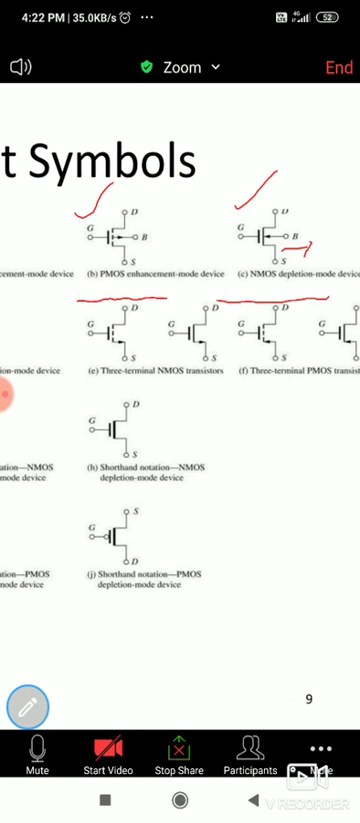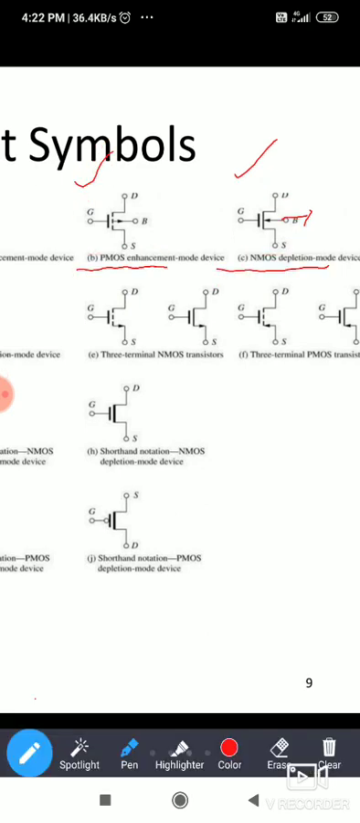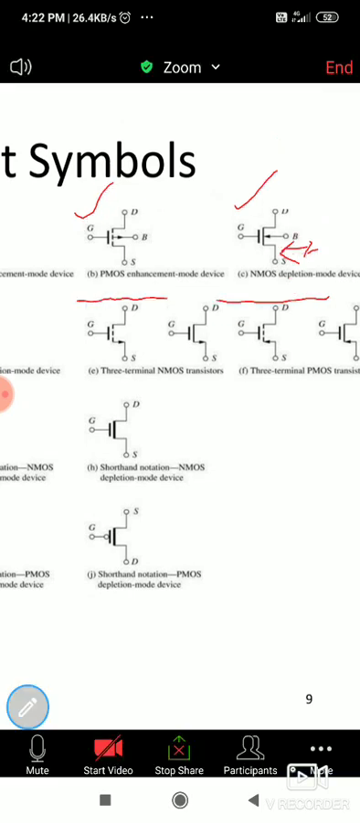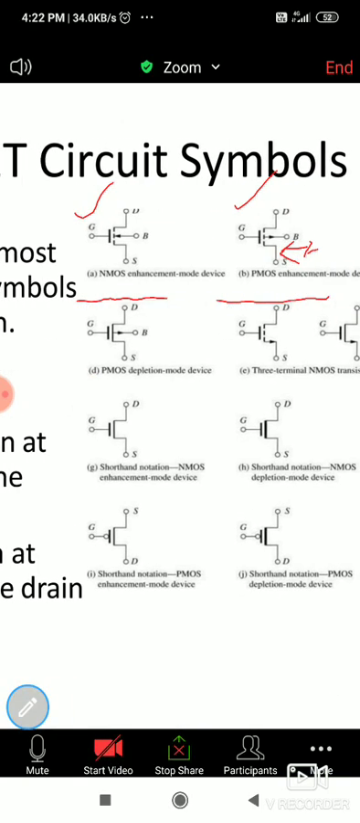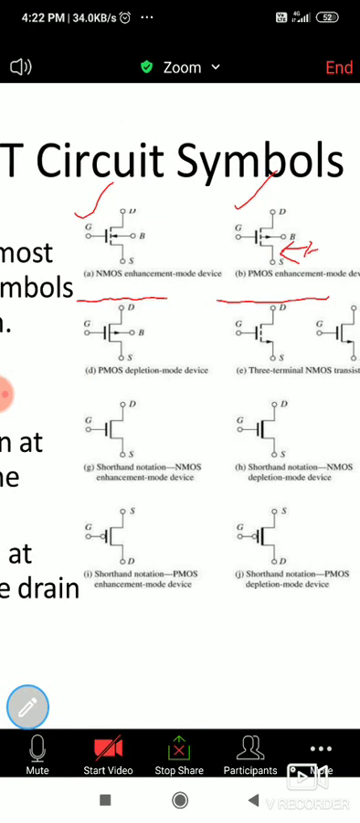Here, if you see, depletion. There is no such dotted line, just a line. Here, arrow inward indicates the NMOS. Arrow outward indicates the PMOS, PMOS depletion mode transistor.